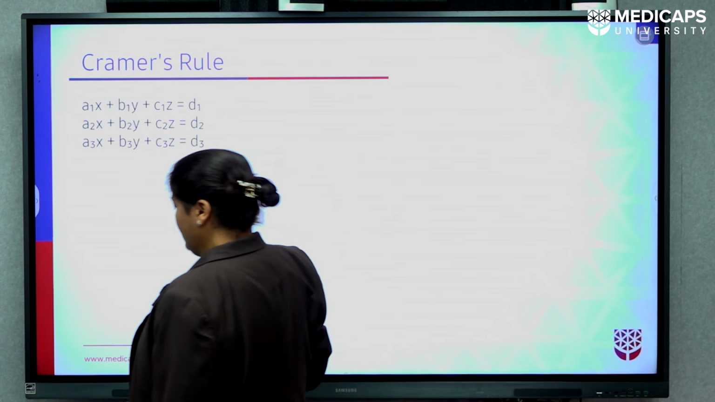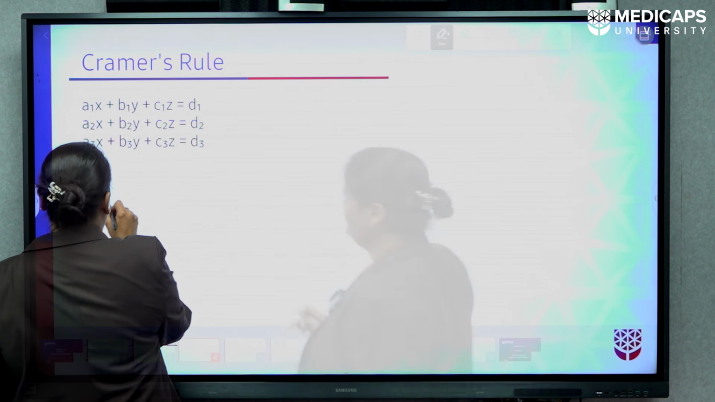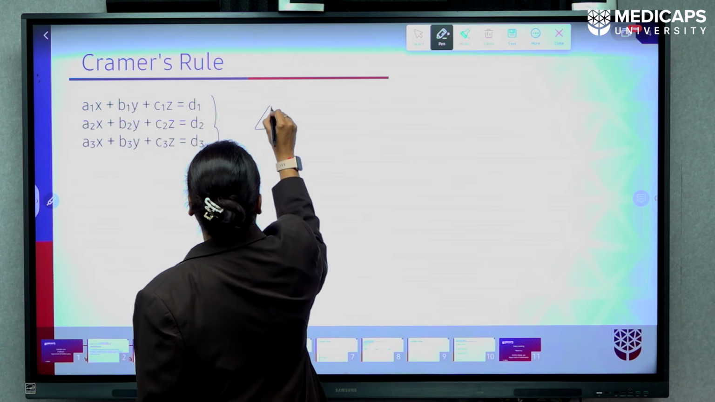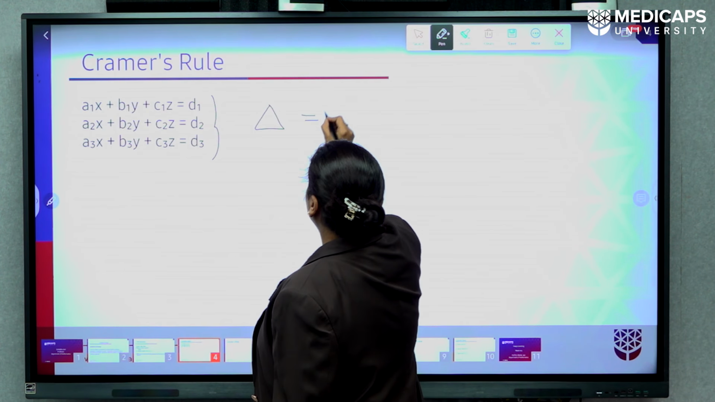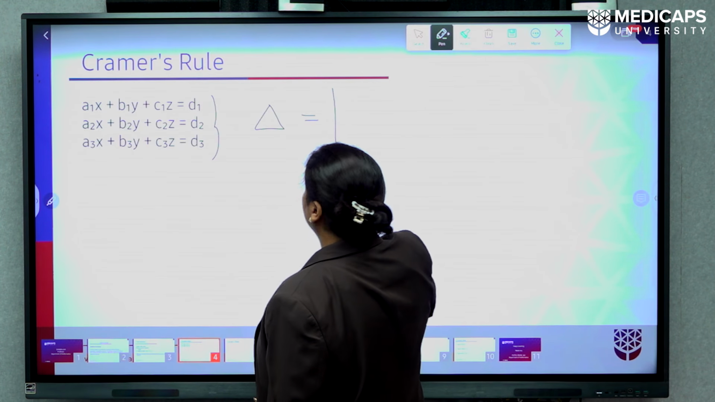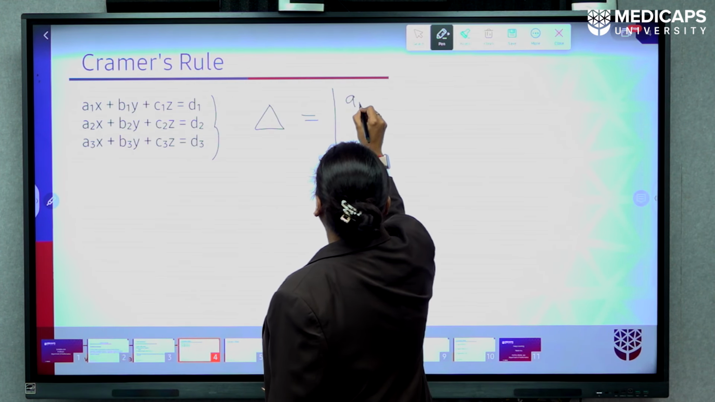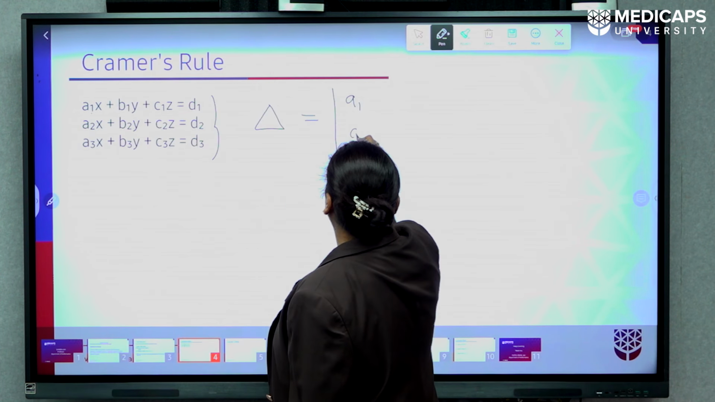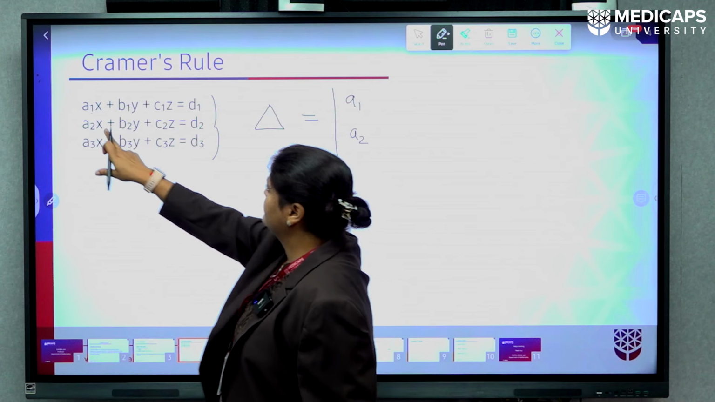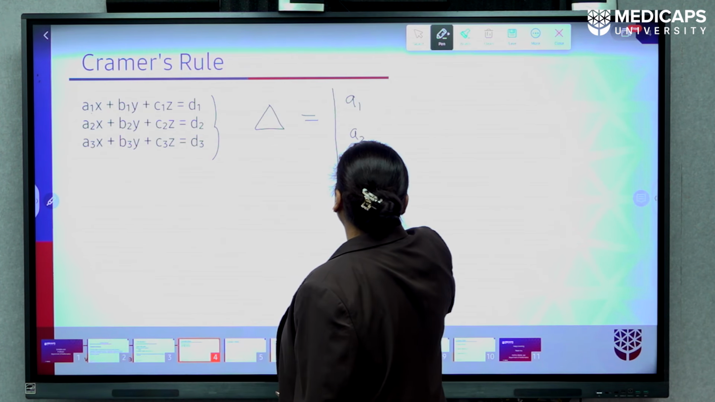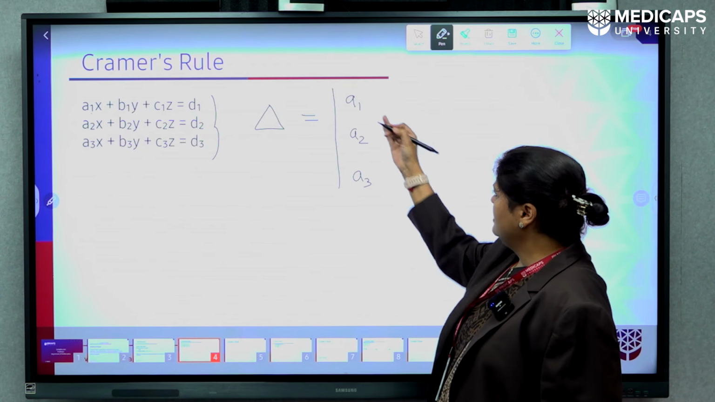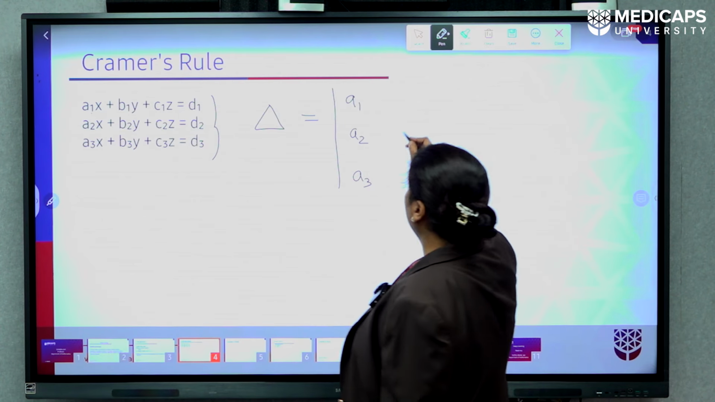Now first we have to calculate del. For this system we are going to calculate del, which is the determinant of the coefficient matrix. As I have told you, the coefficient of x in the first equation is a1, in the second equation a2, and in the third equation a3. So a1, a2 and a3 are the coefficients of x.